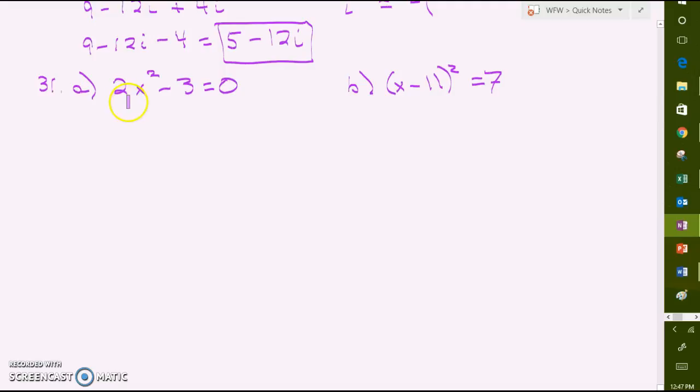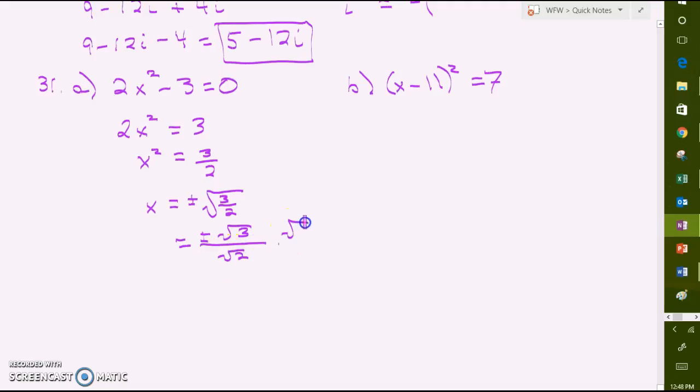But first of all, to solve these, we need to get the x squared by itself. So let's add 3 to both sides and divide by 2. And now we know that x equals plus or minus the square root of 3 over 2. So that's going to be plus or minus the square root of 3 over the square root of 2. But we can't have a radical in the denominator, so we multiply, since it's a square root, by square root of 2 over square root of 2.